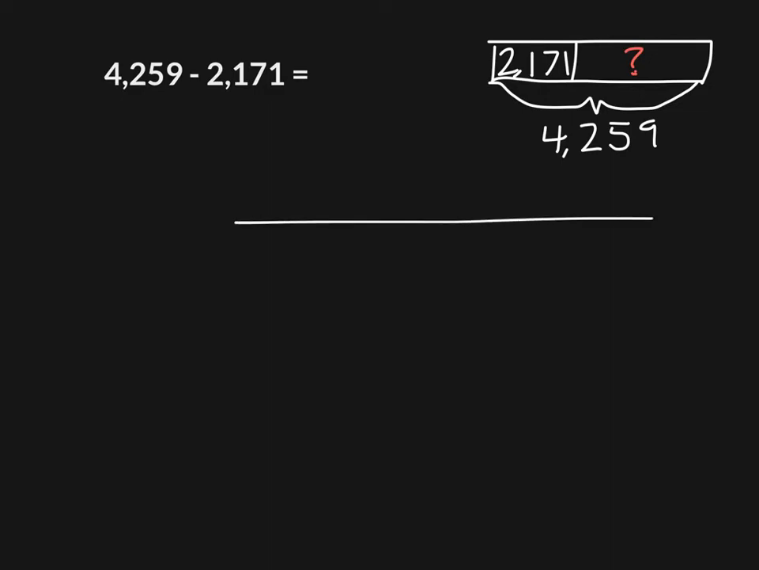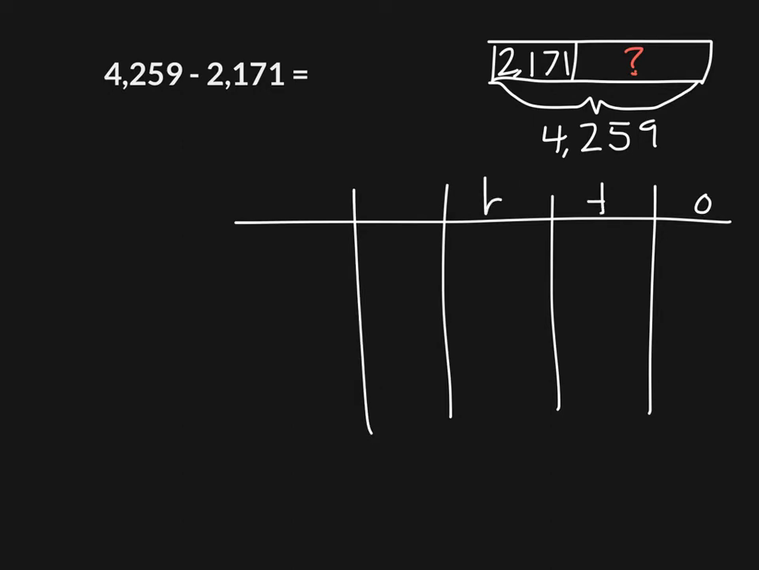To start solving this, I'm going to draw a place value chart and label it ones, tens, hundreds, and thousands. And I'm going to model this number, my whole number, in the place value chart using number discs. So I'm going to start with 4 thousands, 2 hundreds, 5 tens, and 9 ones. Now I can start subtracting. The number that I'm subtracting from this whole number is 2,171. And I'm going to start subtracting with my smallest place value. You always want to start with the ones first.